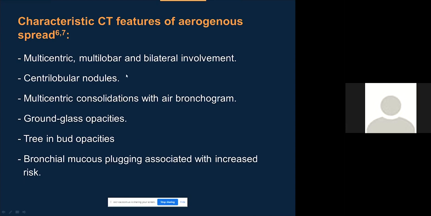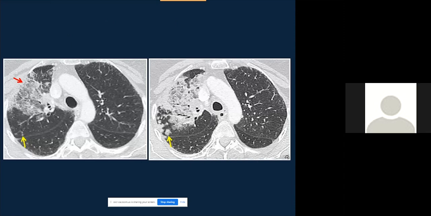And what are the characteristic CT features of aerogenous spread that have been described in the literature by those authors who propose aerogenous spread? They are multicentric, multilobar, with bilateral involvement. We often see centrilobular nodules with multicentric consolidations with air bronchogram, ground glass opacities, tree-in-bud opacities, and bronchial mucus plugging. What I want to say by that is that the radiological features are quite distinct when we think of aerogenous spread. So here's an example.